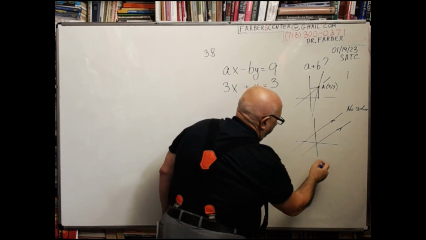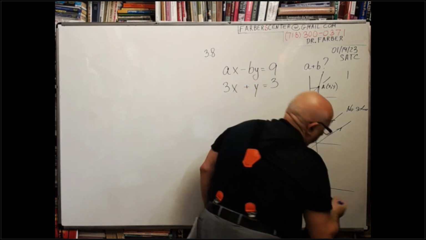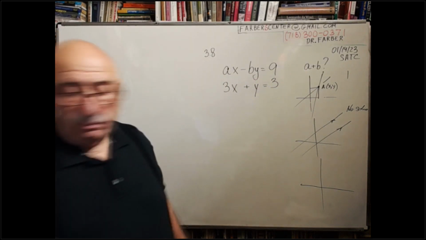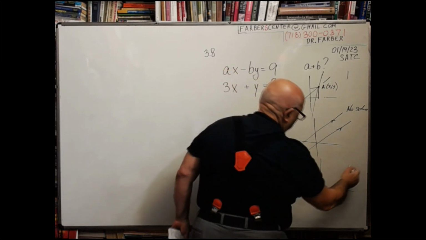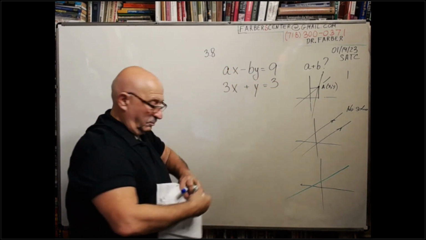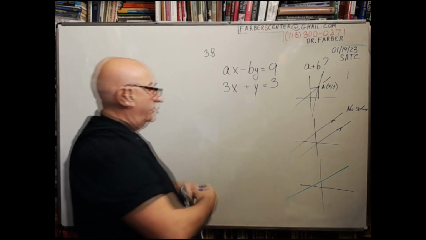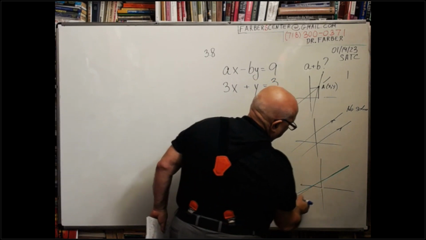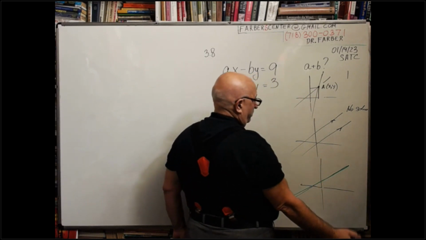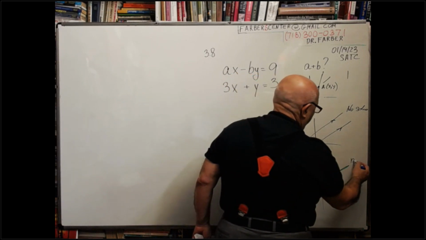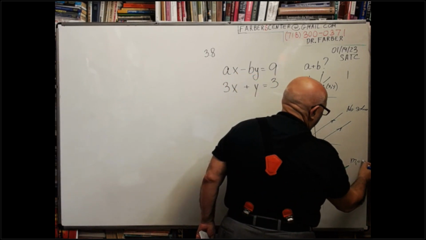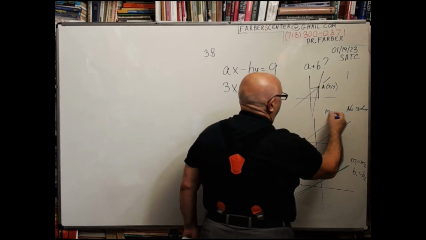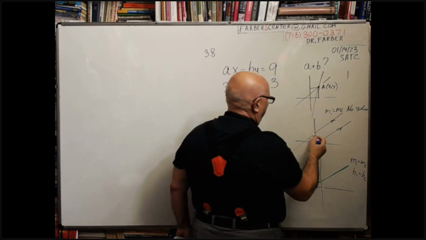And finally, if we have one line, and the second line goes exactly on top of this line, it actually looks like one line. They have an infinite set of solutions. In this case, m is the same and the y-intercept is the same. In the parallel case, m is the same, but the y-intercept is not the same.